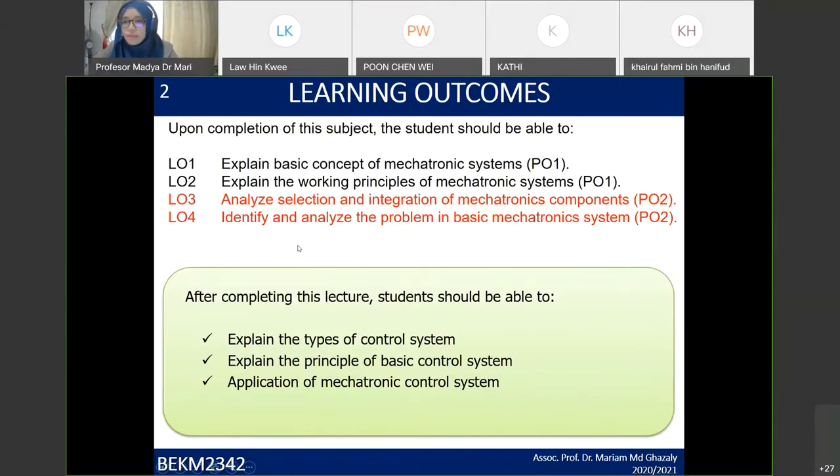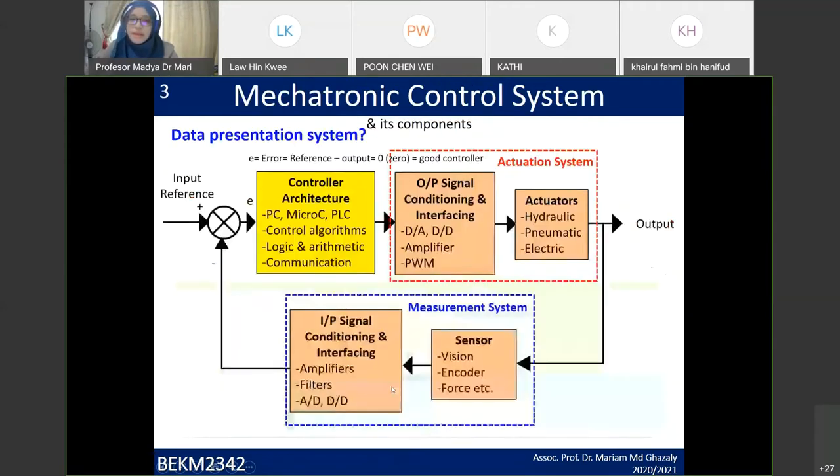So you're given a problem in industry or in a setup, then what you need to do is select or identify the suitable sensors or suitable actuator. For today's lecture, you should be able to explain the types of control system. So what are they? Explain the principle of basic control and application of mechatronic control system. I'm just going to skip this, just a brief thing.